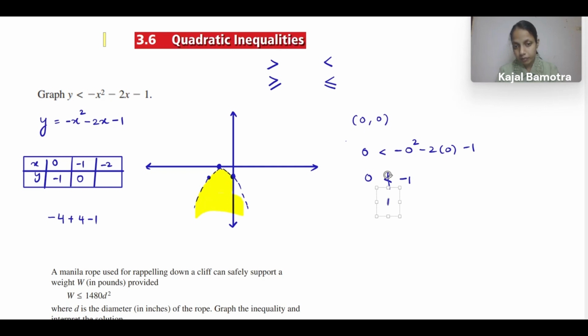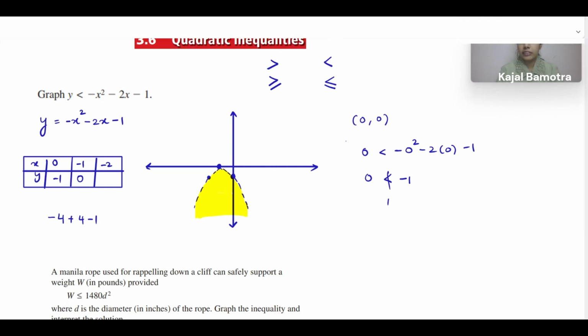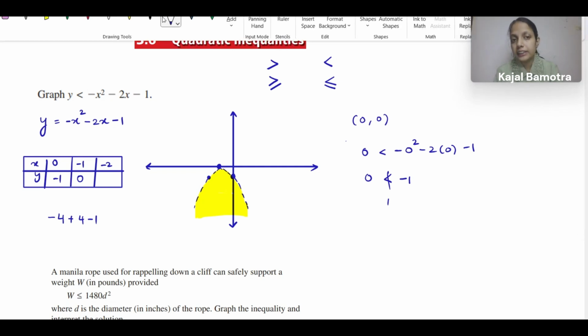Okay. And you can ask why not the outside? Because there were only two possible parts to shade, either outside or inside. For the outside, you can check any point, and it will not satisfy the inequality. If the inequality is not satisfied, that means we don't have to shade that part.